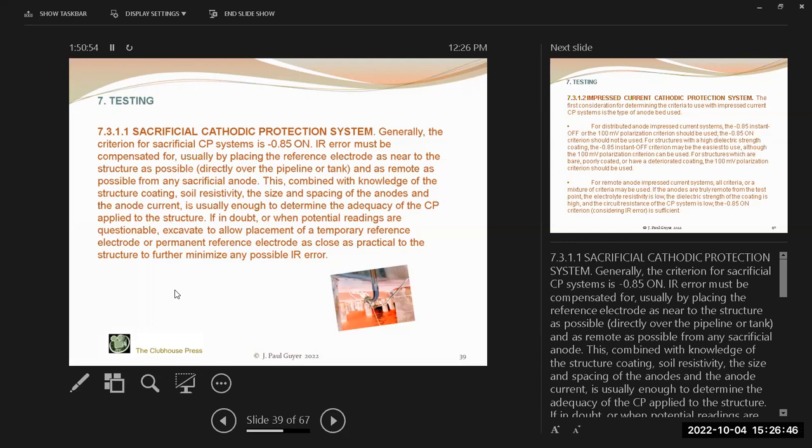If in doubt, or when potential readings are questionable, excavate to allow placement of a temporary reference electrode or permanent reference electrode as close as practical to the structure to further minimize any possible IR or voltage error.